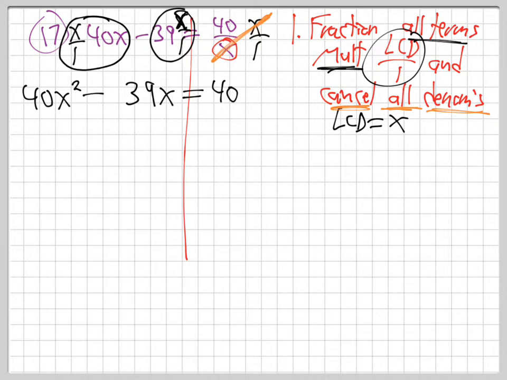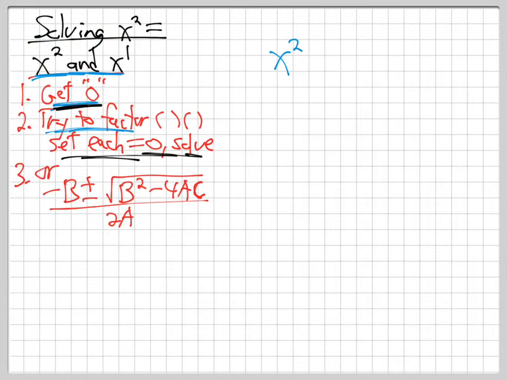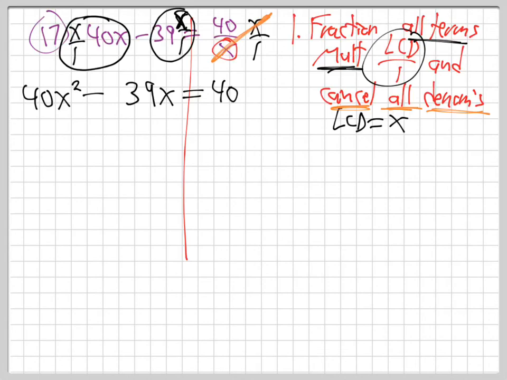X squared. Now it's an X squared question, and we have a game plan for that. We change gears now. Now we go, oh, X squared. What do we do for X squared? First step, get a 0. And then factor, right? Can you do that?